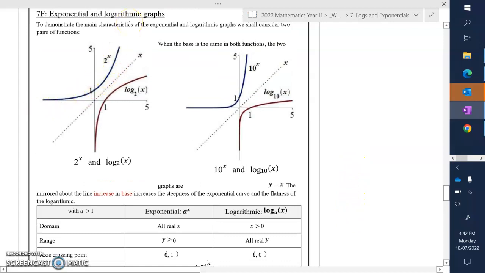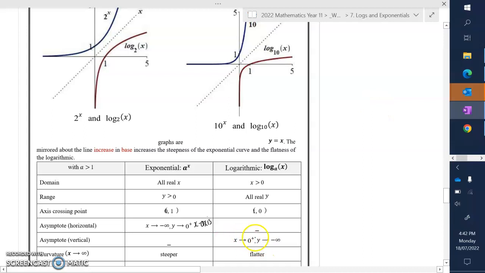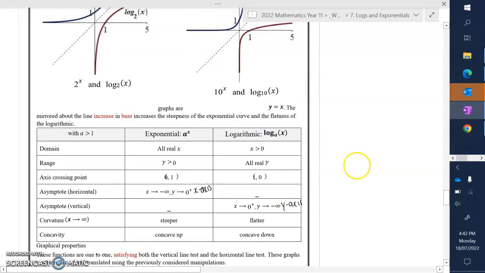We could take on any value of y in there. So we're going to keep going with our y values. But for our logarithm, our vertical asymptote is going to be the y-axis. So that logarithm moves down here, gets closer and closer and closer to our y-axis, but it never actually touches it. So we're going to have the y-axis as a vertical asymptote.